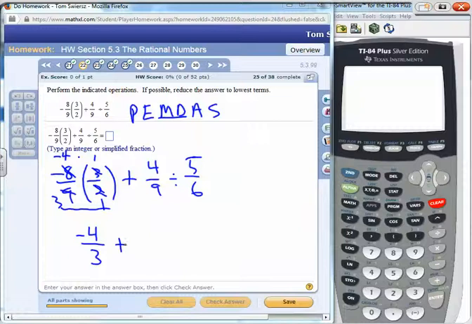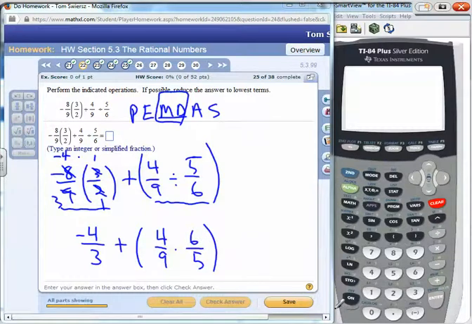All right, plus, now, before we do the addition, we're going to do the division, right? Because that's the order of operations, multiplications and divisions. So we're going to do 4 ninths, and we're going to multiply by the reciprocal of 5 sixths, which is 6 fifths, which now we can reduce. 3 goes into 9 3 times. 3 goes into 6 twice. So we get 4 times 2 is 8 over 15 for that part. But actually, I copied down negative 4/3 from the first part plus 4 times 2 is 8 over 15.